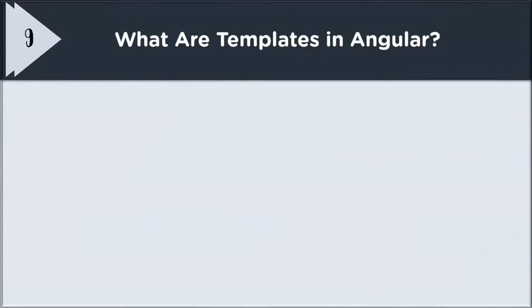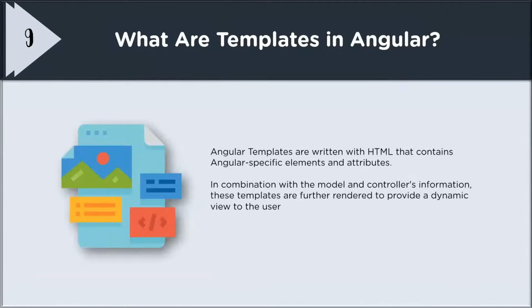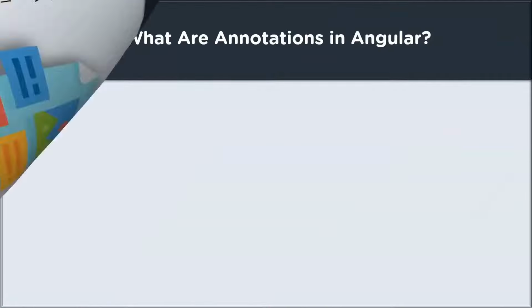Next up is what are templates in Angular. Now, Angular templates are written with HTML that contains Angular-specific elements and attributes. Now, in combination with model and controller information, these templates can be rendered to provide a dynamic view to the user. Templates are a very predominant feature of Angular that describe how information can be displayed in the view.